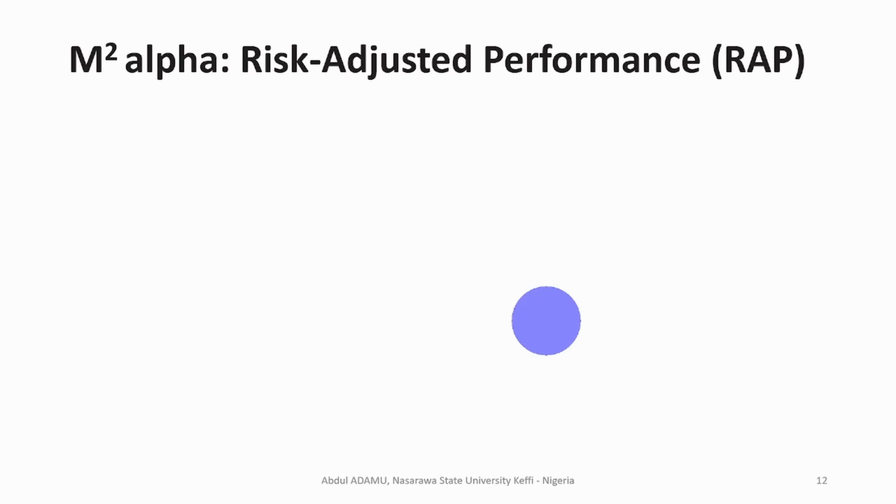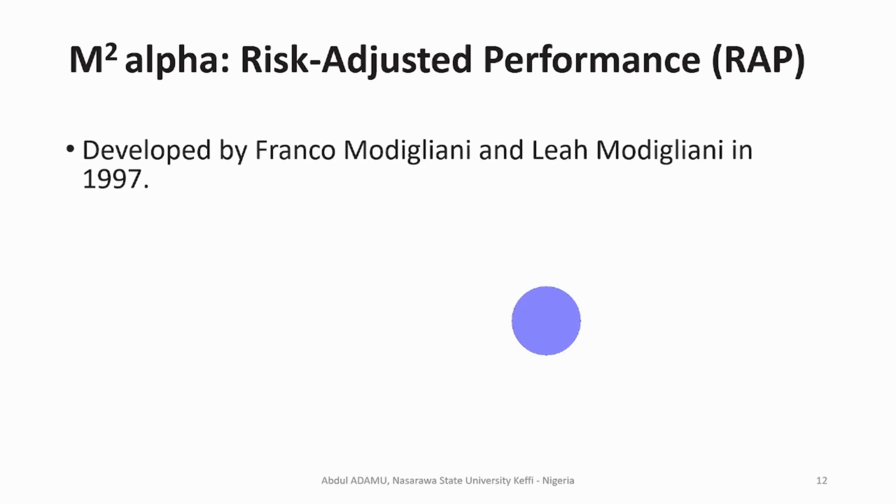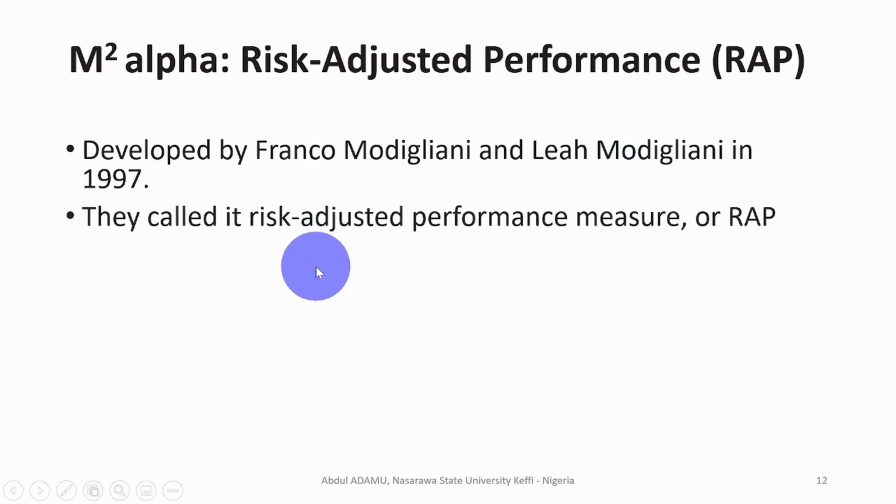Now, MSquare Alpha is also known as risk-adjusted performance. It was developed by Franco Modigliani and his granddaughter Leah Modigliani in 1997. That is why it is called MSquare: Modigliani and Modigliani in 1997. They call it the risk-adjusted performance measure, or RAP.